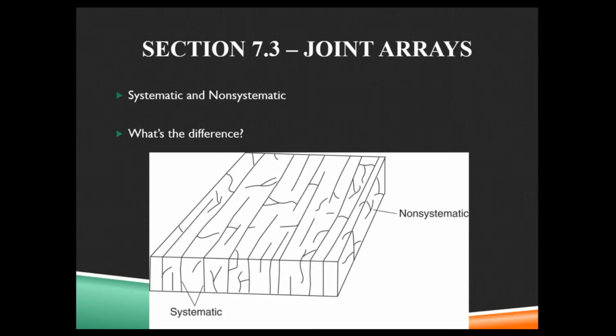Now, joint arrays. We can have two types of joint arrays, systematic and non-systematic. Pretty straightforward names, kind of self-explanatory, but I'm obviously going to explain anyways. A systematic joint is where there's a regular pattern, they're parallel to each other, they're primary joints, and you can see this repeating rows of parallel joints. Non-systematic is not parallel, odd angles, not necessarily through going, and so forth.